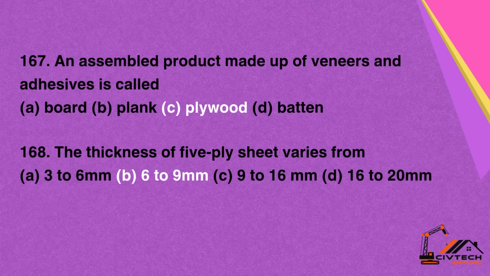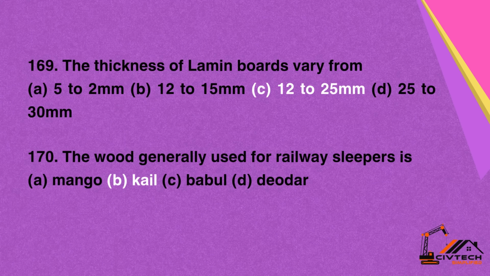168. The thickness of 5-ply sheet varies from A. 3 to 6 millimeters, B. 6 to 9 millimeters, C. 9 to 16 millimeters, D. 16 to 20 millimeters. Correct option. B. 6 to 9 millimeters. 169. The thickness of lamin boards varies from A. 5 to 12 millimeters, B. 12 to 15 millimeters, C. 12 to 25 millimeters, D. 25 to 30 millimeters. Correct option. C. 12 to 25 millimeters.